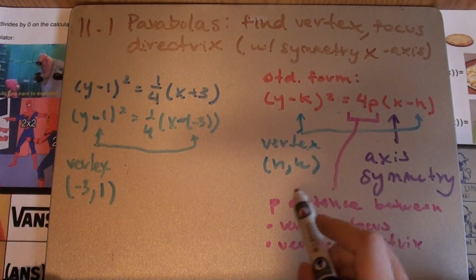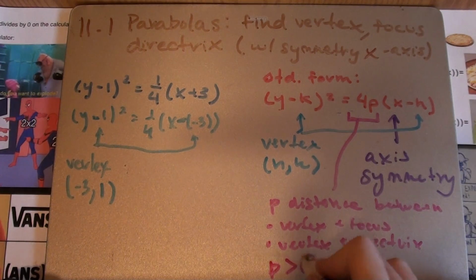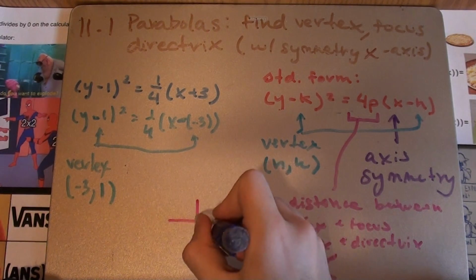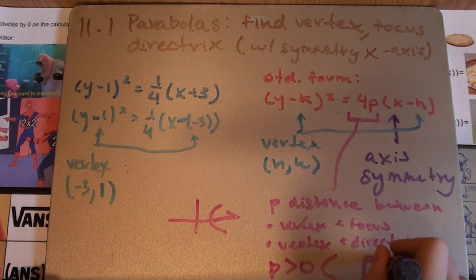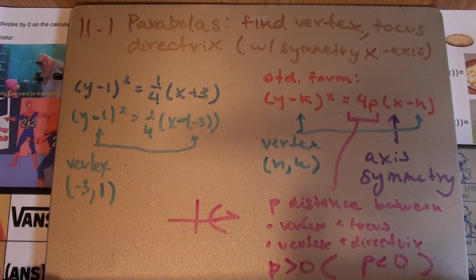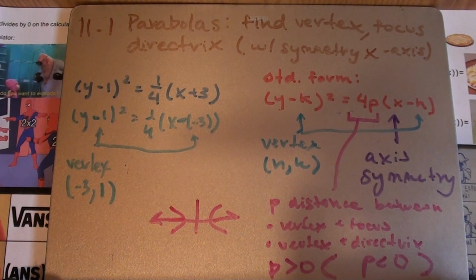So p also tells us one other thing. If p is greater than 0, we know that our parabola is going to open towards the positive numbers. When p is less than 0, the opposite is going to happen. It's going to open towards our negative numbers, so this way into our negative numbers.